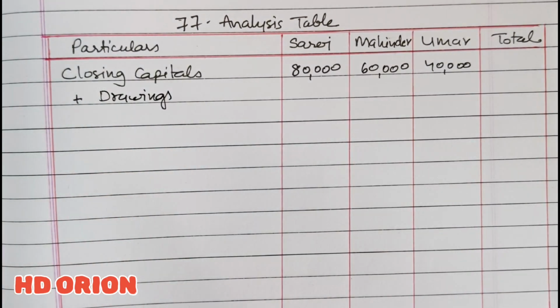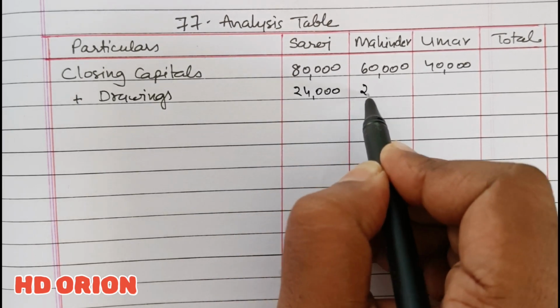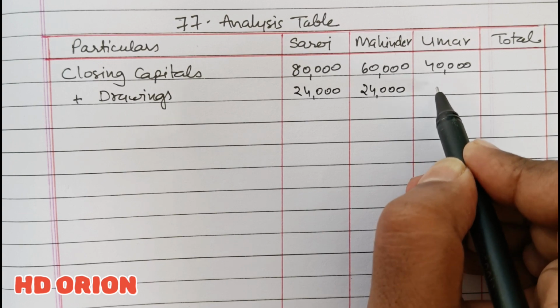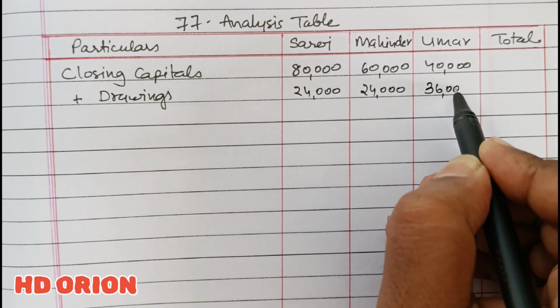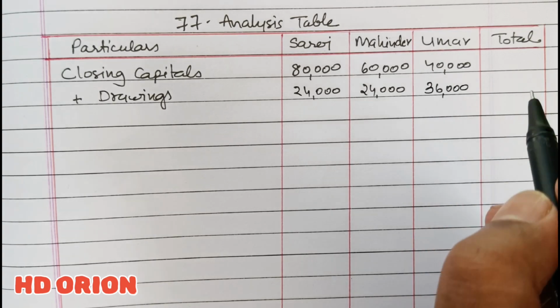Drawings are made by the partners, and the amount of drawings is 24,000 for Saroj, that is 2,000 rupees per month. Same is for Mahinder, but Umar has withdrawn rupees 36,000 lump sum, right, random.